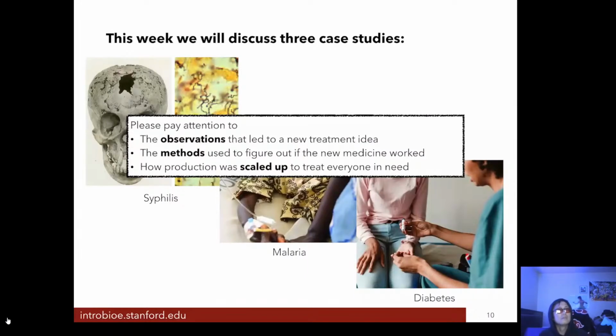I also want you to pay attention to the methods that were used to figure out if the new medicine worked, right? It's one thing to have an idea for how to treat a disease and another for it to actually be functional. So how do we know if the medicines work? And then how was production of the medicine scaled up to treat everyone in need? Those are the three steps in developing medicines, explained slightly differently. And so I want you to pay attention to all three of these things as we go through the week.